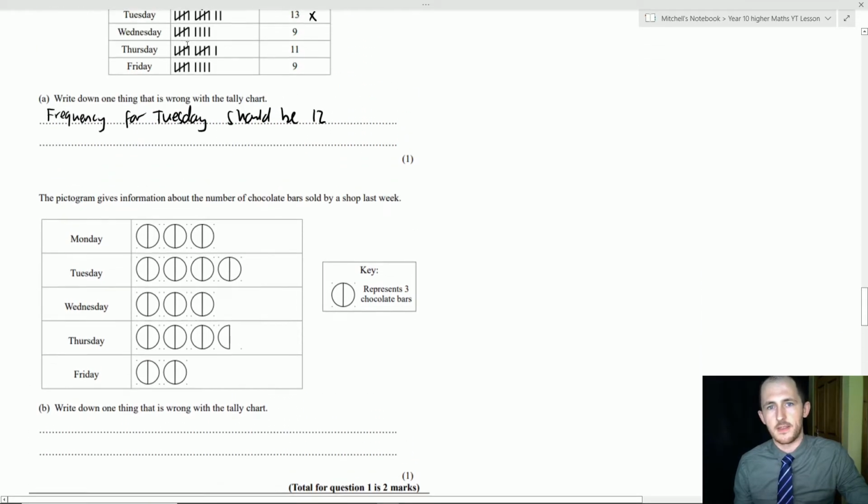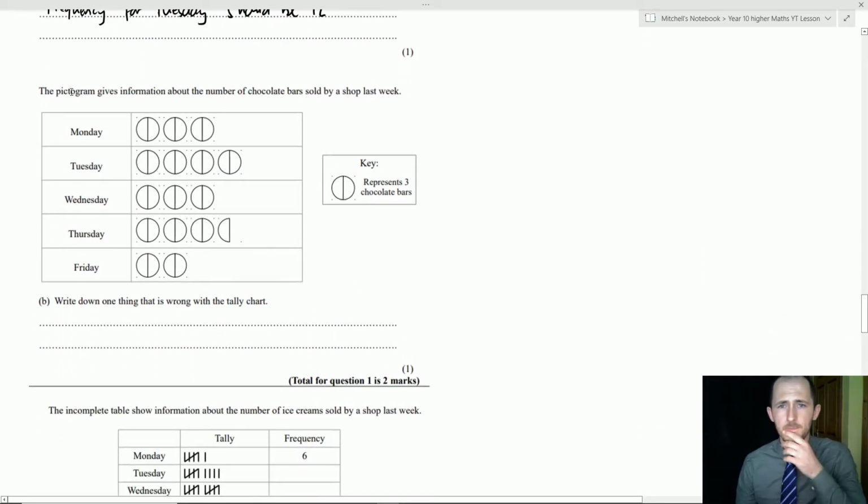Next, so these are 2 parts, so part A, part B. The pictogram gives information about the number of chocolate bars sold by a shop last week. They give us these various circles, and it tells me that 1 full circle represents 3 chocolate bars. They always give a key, or you'll need to work out what the key is. So let's just talk about what this means.